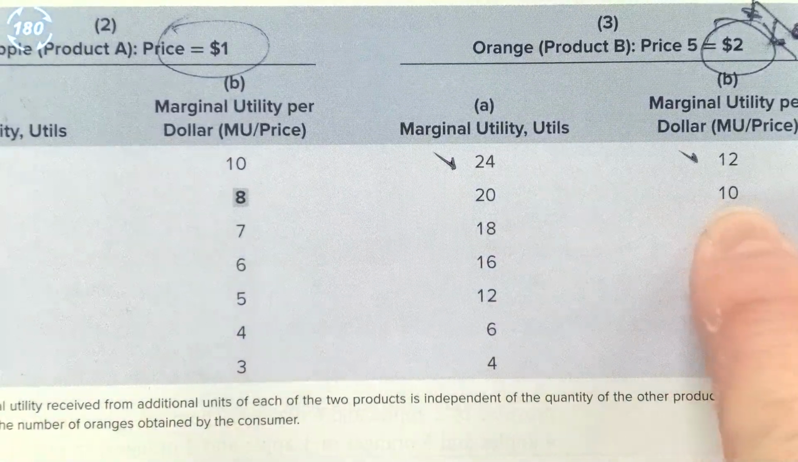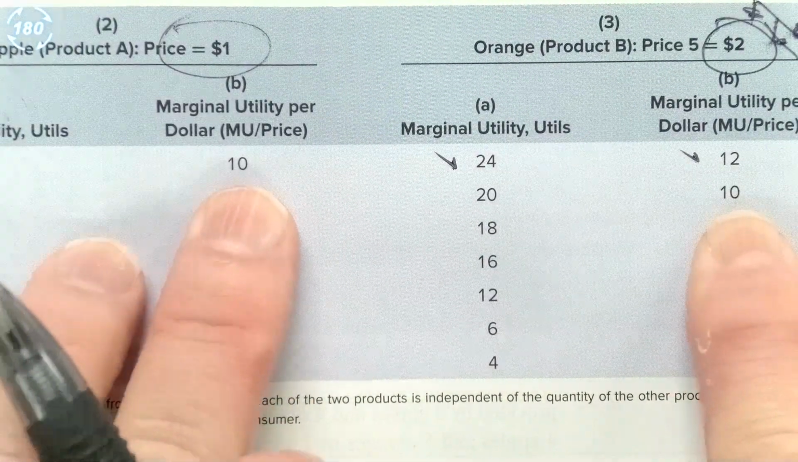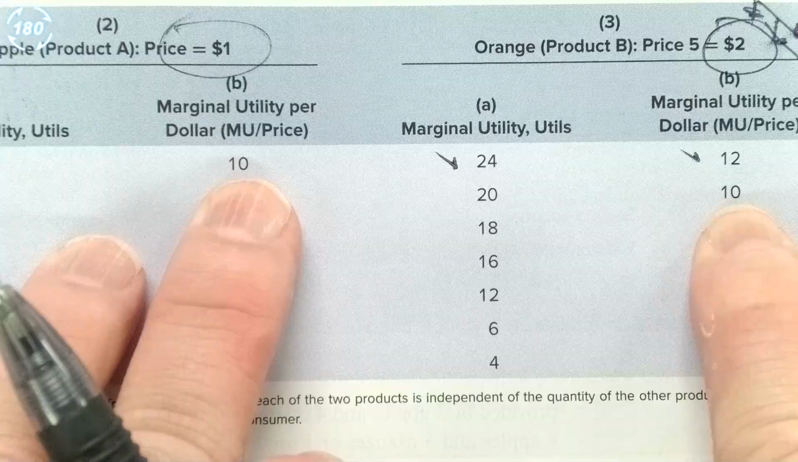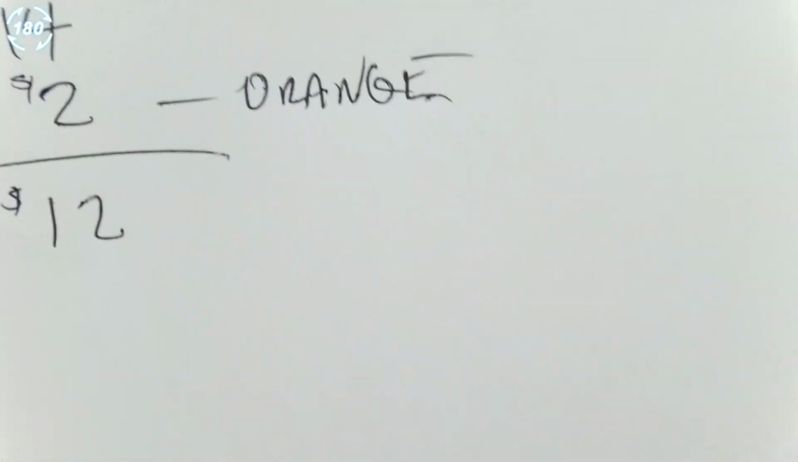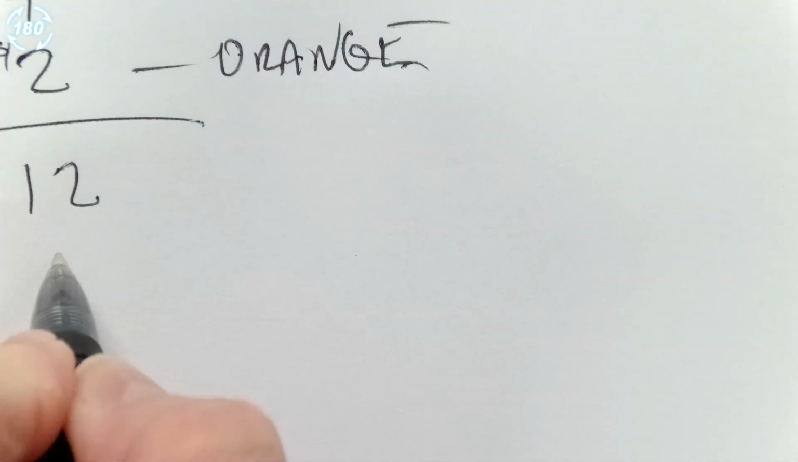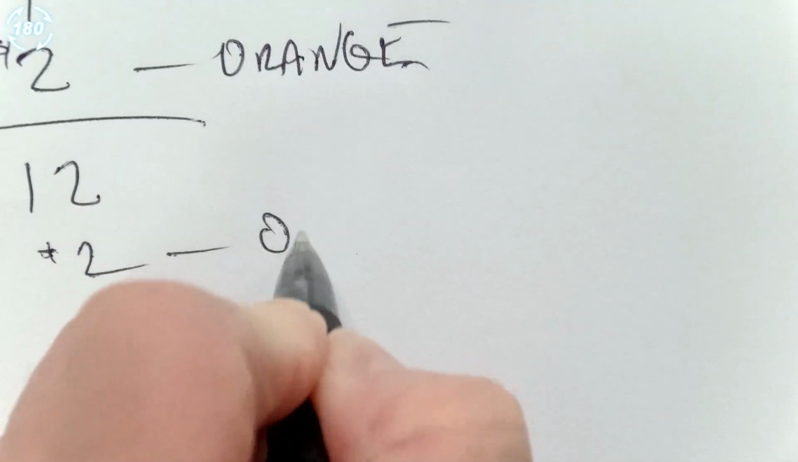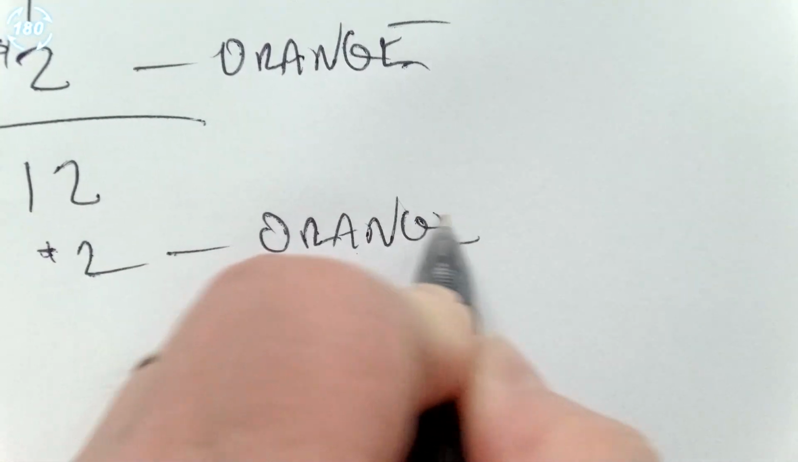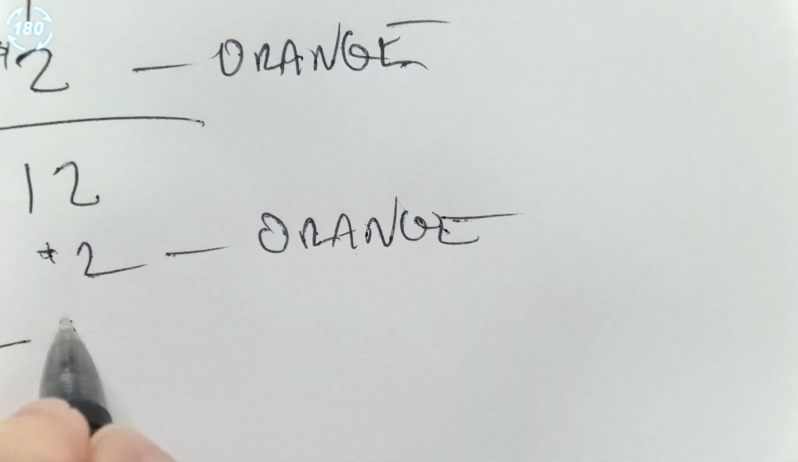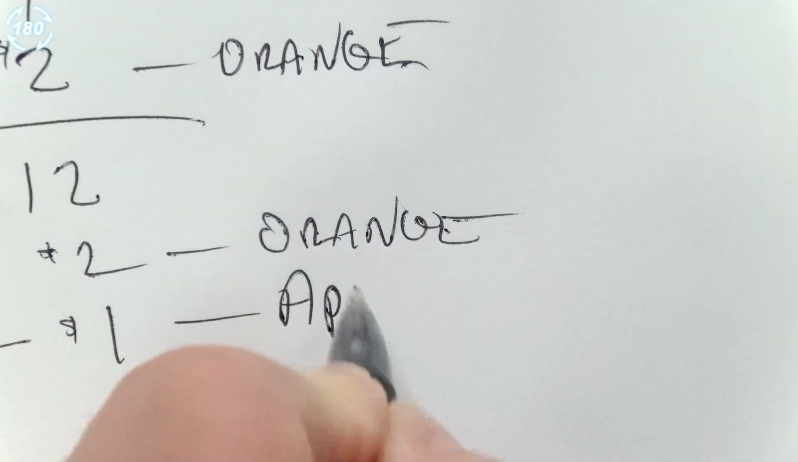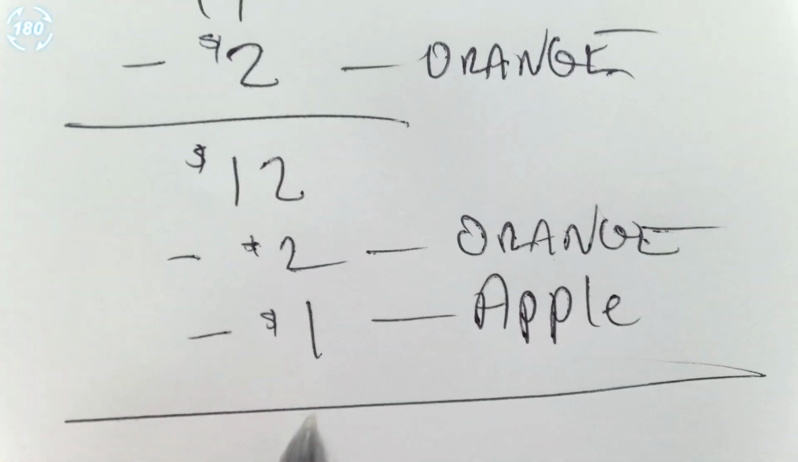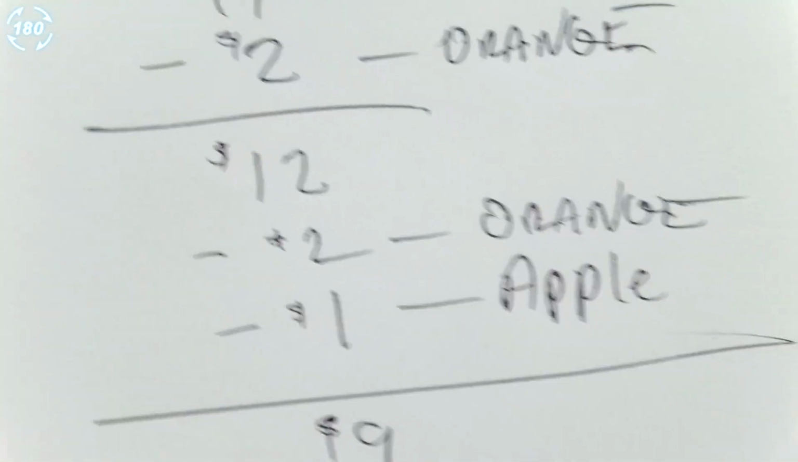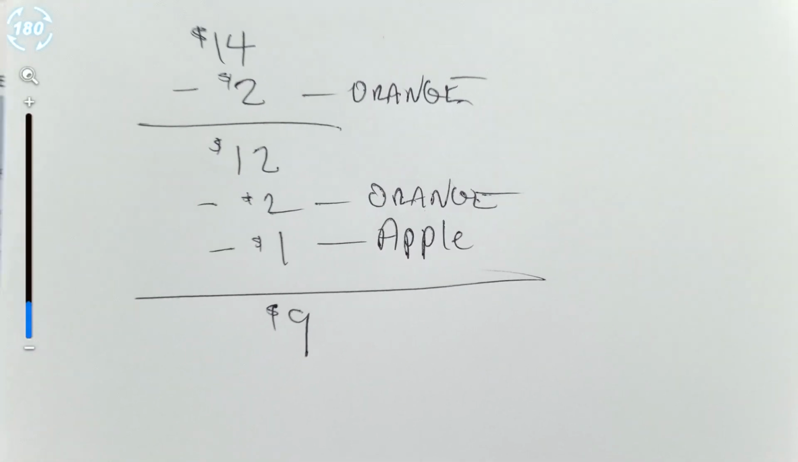Now what are you going to buy? Well, now you compare this marginal utility to price to this one, and you're kind of indifferent here. So you're going to buy an orange, and you're also going to buy an apple. You've got plenty of money to do that. So I'm going to subtract $2 for another orange, and I'm going to subtract $1 for another apple. So I'm going to spend $3 there buying one of each, and that leaves me with $9 left to spend. Does that make sense?